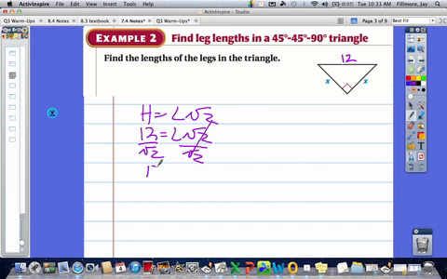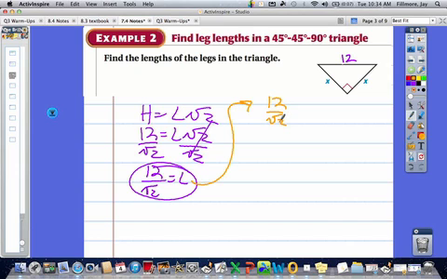So these cancel, and your leg is 12 over the square root of 2. However, this is not simplified, so we'll still need to simplify this. No, we can't break down the root 2 into any other factors. However, we can't leave a square root in our denominator. You should never have a radical in your denominator.